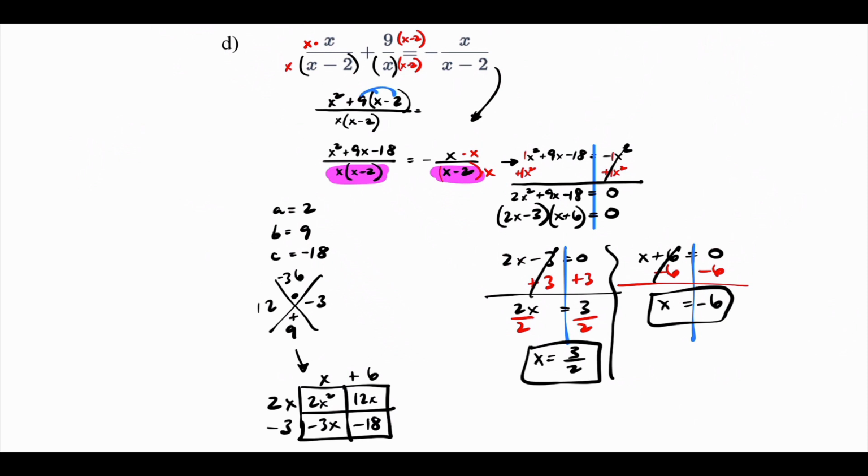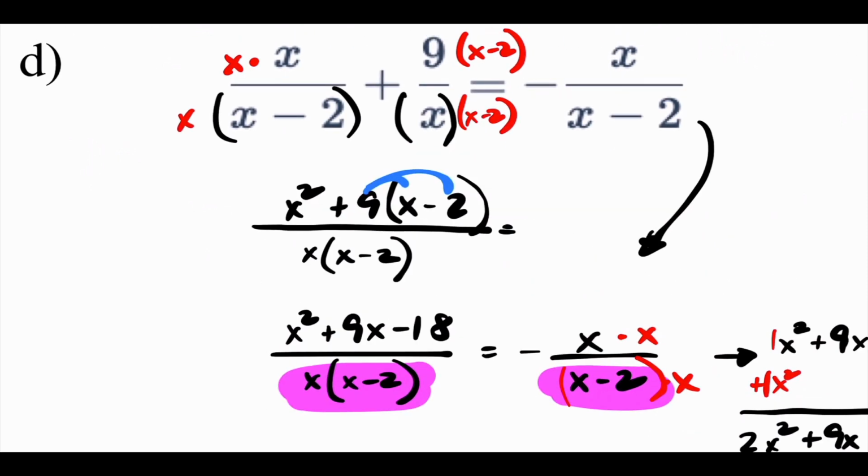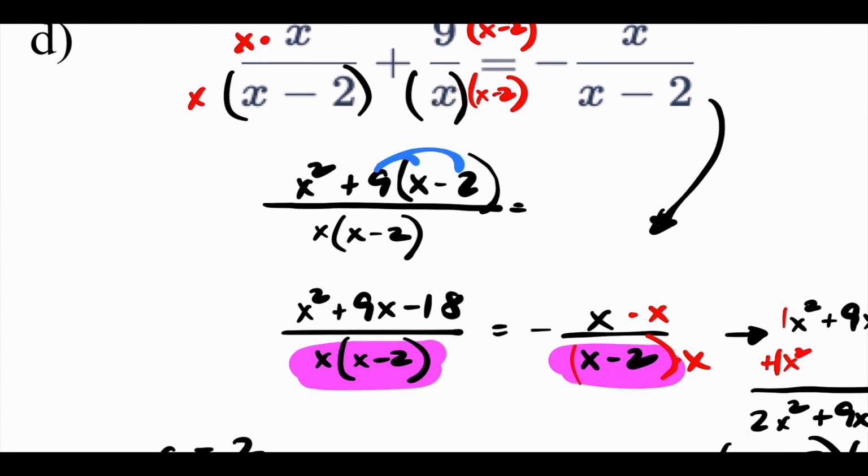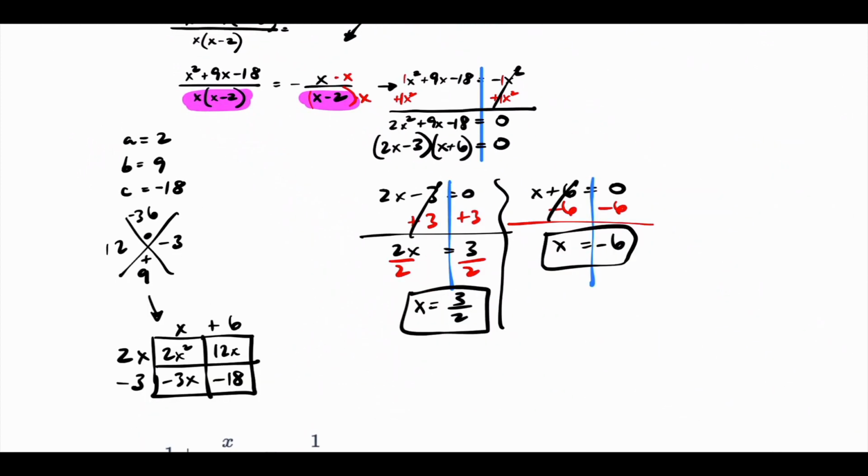So on a test, I could ask you, what are the only 2 answers that I can't get that would be extraneous? What are the only 2 answers? 2 would be extraneous, right? What would be another one? 0, right? And I didn't get those. So I'm okay. 2 answers, 2 boxes. We're good.